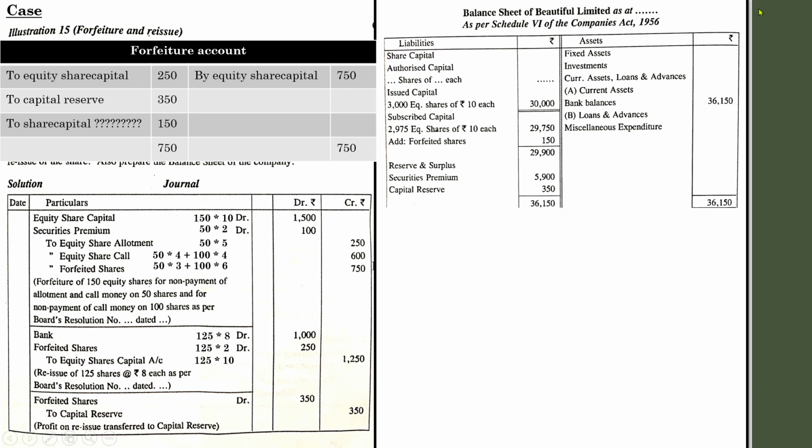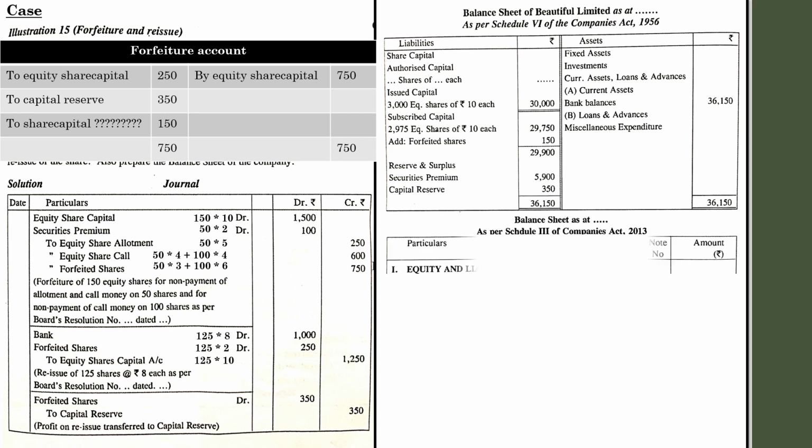Actually you have to show a vertical balance sheet. For the time being I am discussing the horizontal balance sheet. We will discuss the vertical balance sheet in other cases. And the balance sheet as per Schedule 3 of the Companies Act, this is another format. This is actually the vertical format.